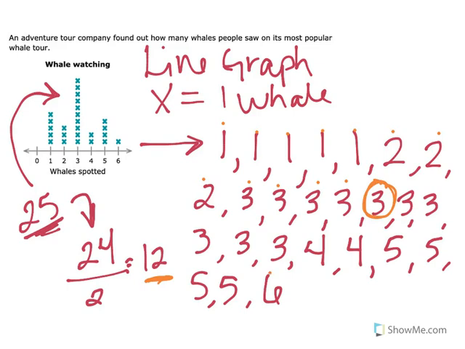So let's see, 1, 2, 3, 4, 5, 6, 7, 8, 9, 10, 11, 12. So if I have 12 to the left and 12 to the right, that's 24, and then my median is my 25th piece of data. So the median of this data set is 3.